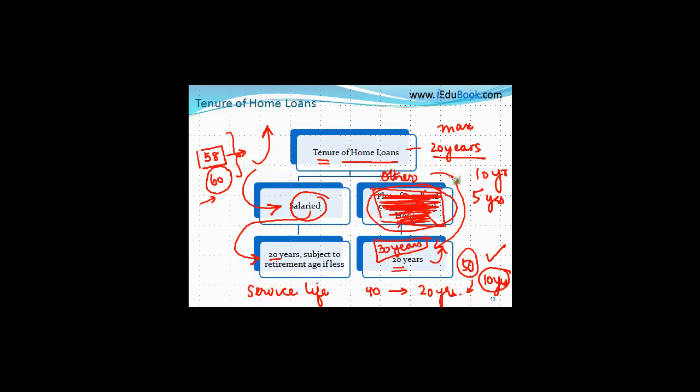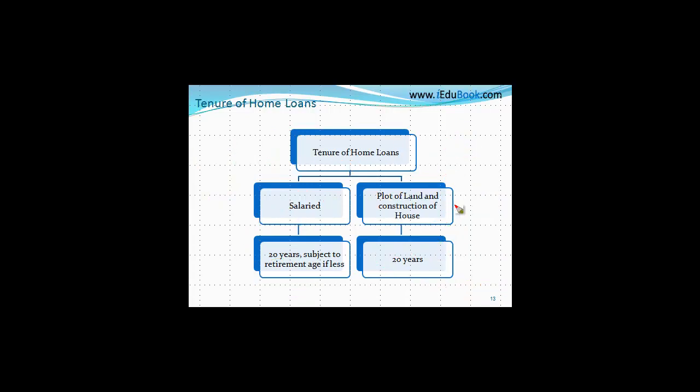Okay? So just to recapitulate, the tenure of home loans maximum is 20 years. For salaried employees, it can be capped below 20 years if the retirement age of the person is less, which means he has less than 20 years left to retire.